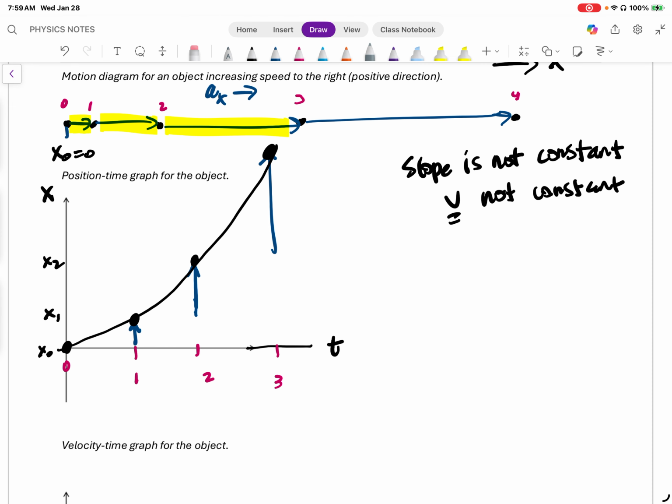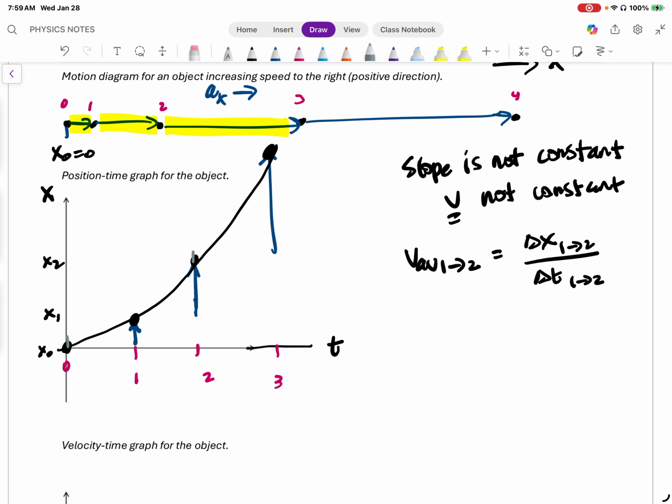So I can do an average velocity from points 1 to 2. If I wanted to do V average from 1 to 2, this would be my change in position from 1 to 2. Let me do my delta X here. So delta X from 1 to 2 over my delta T from 1 to 2. And if I look at that, that's change in position over change in time. That's basically that slope. And I'm looking specifically from points 1 to 2.